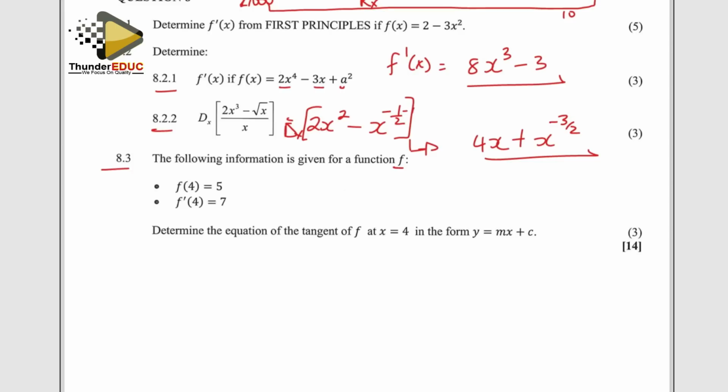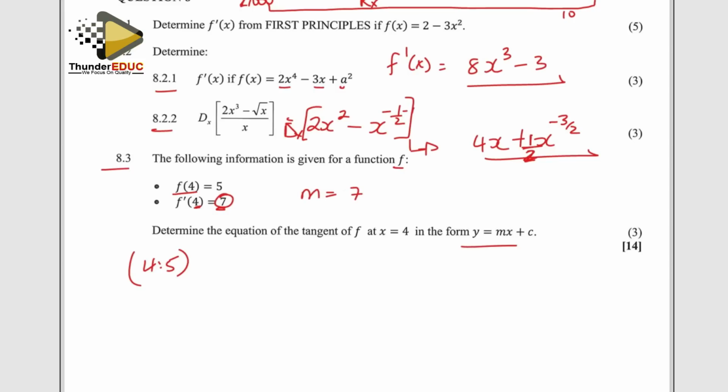Okay, f of 4 is 5, which means 4 and 5 are a set of coordinates. Okay, when x is 4, y is 5. Then they go on to tell us, this is a half, guys, no? Because it's a negative, a half times a negative, you get positive a half, x to the negative. Okay, they go on to tell us that the first derivative at 4 is 7. So which means the gradient at 4 is 7. So m is a 7.